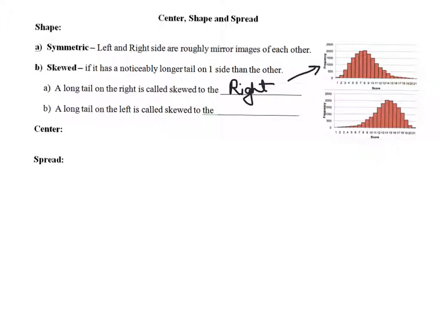Anytime I have a long tail on the left side, that's going to be called skewed to the left, and that's our second example right here, where I see that there's a longer tail on the left side.